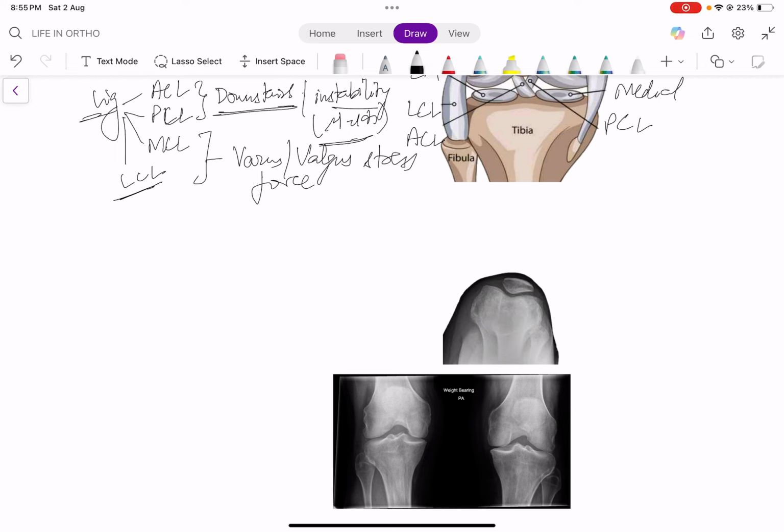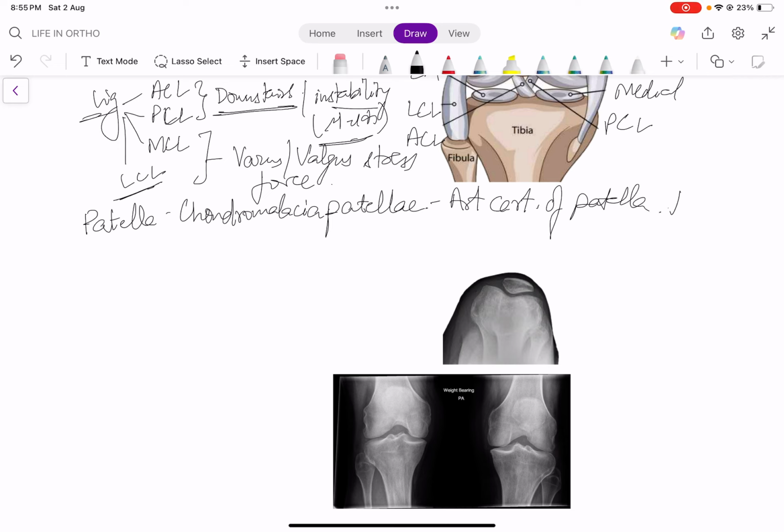What else? Patella. There is something known as chondromalacia patellae, that is for young individuals. What do you do in this? This is where the articular cartilage of the patella gets reduced. You give high doses of vitamin D for this treatment. I'll come to another topic where I'll discuss vitamin D completely.